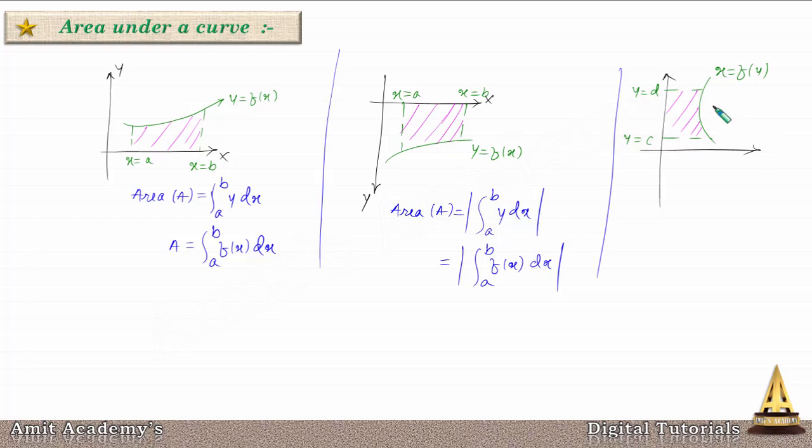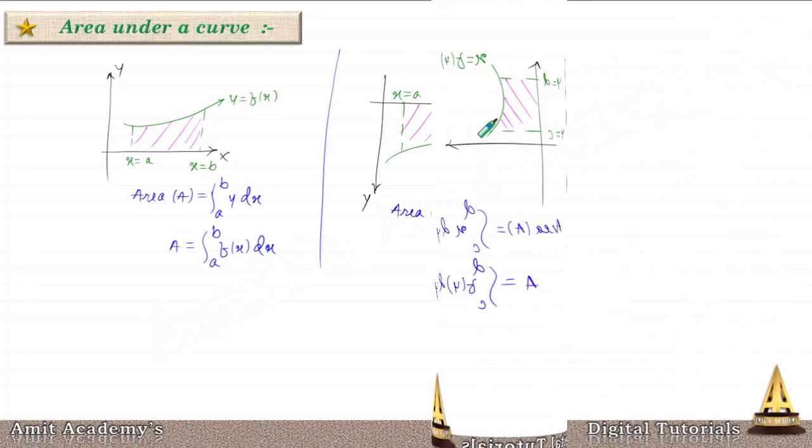So the formula for this area A will be: area A is equal to the integration from c to d of x dy. Now x means f of y, so here it is f of y dy. So this is the formula for finding area A for this curve.